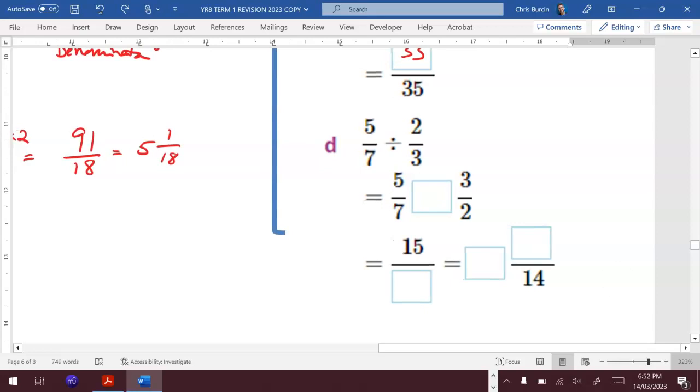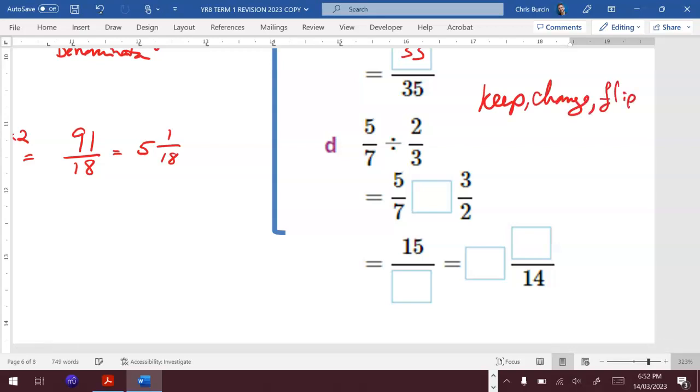Now, division, we've got to remember, division is really just multiplication flipped around. So when we're dividing, we're going to keep, we're going to change, and we're going to flip. So what are we going to keep? I'm going to keep the first fraction the way that it is. What am I going to change? I'm going to change that into a multiplication sign, because really division is multiplication of the reciprocal, which is this fraction flipped upside down. So dividing by a fraction will give you exactly the same result as multiplying by its reciprocal.